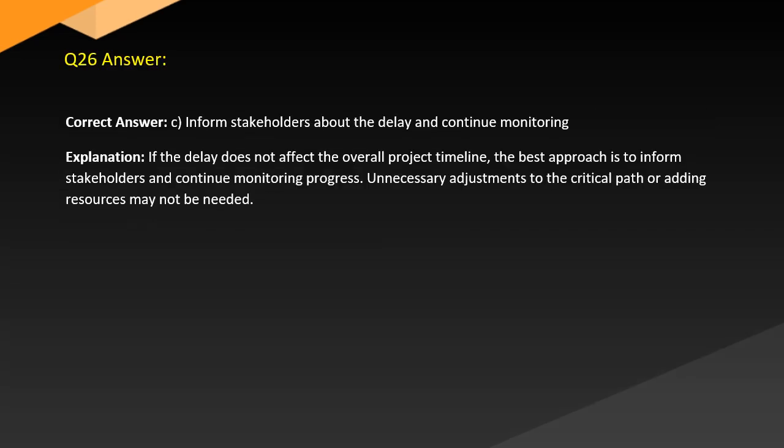Answer. Correct answer C. Inform stakeholders about the delay and continue monitoring. Explanation. If the delay does not affect the overall project timeline, the best approach is to inform stakeholders and continue monitoring progress. Unnecessary adjustments to the critical path or adding resources may not be needed.